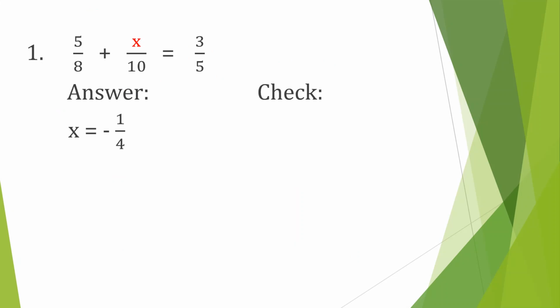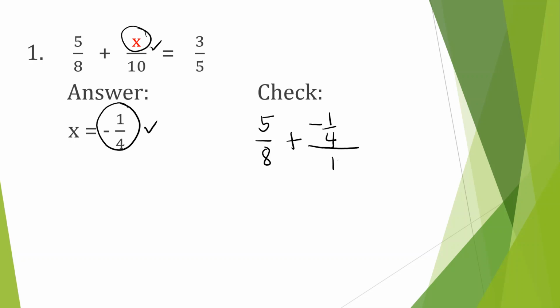Let's now check if our answer is correct by substituting the value of x, which is negative 1/4, to x. So this will become 5/8 plus, substitute x to negative 1/4, negative 1/4 over 10 is equal to 3/5.